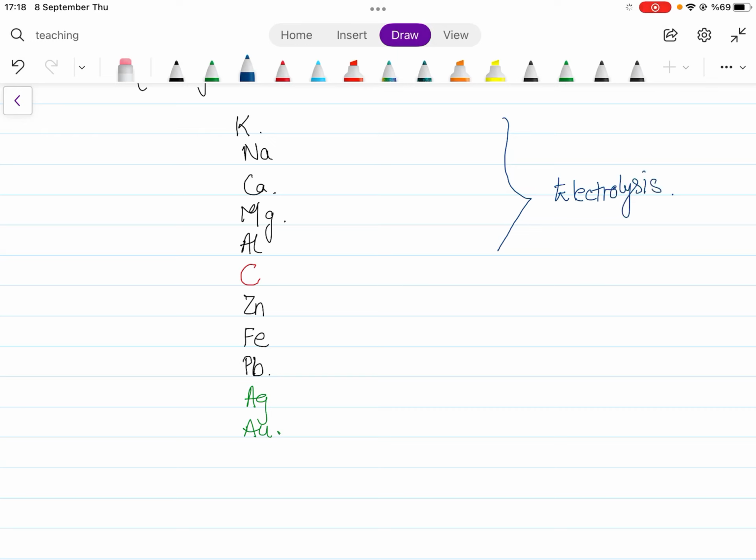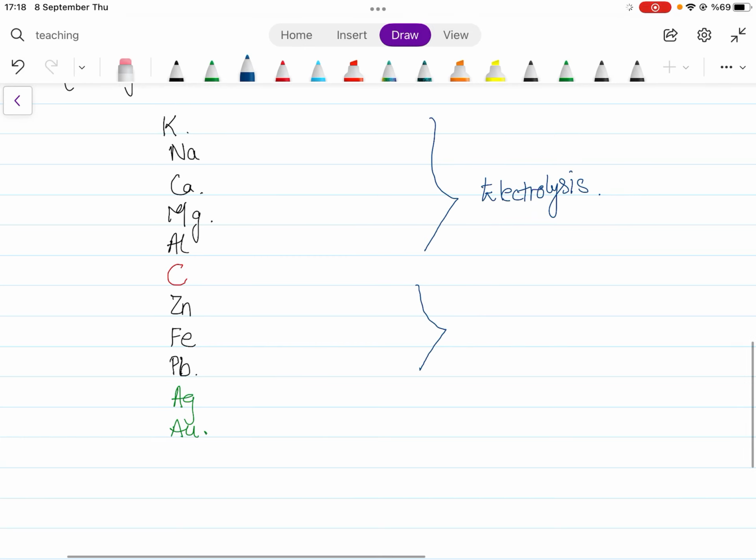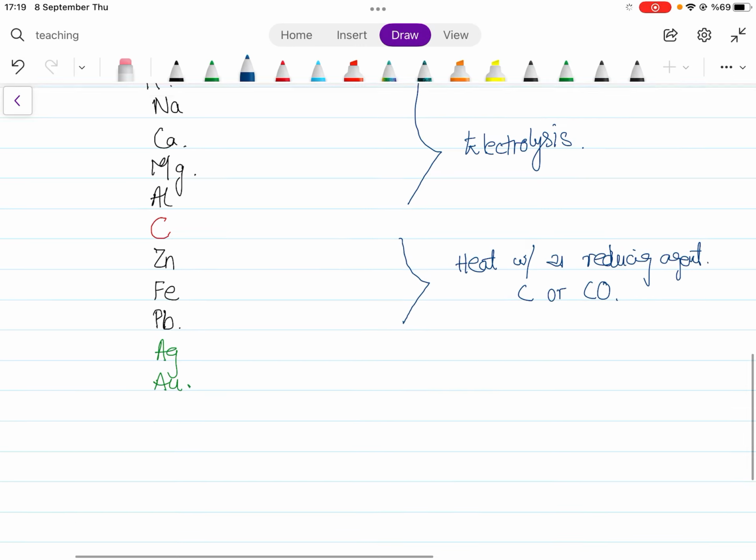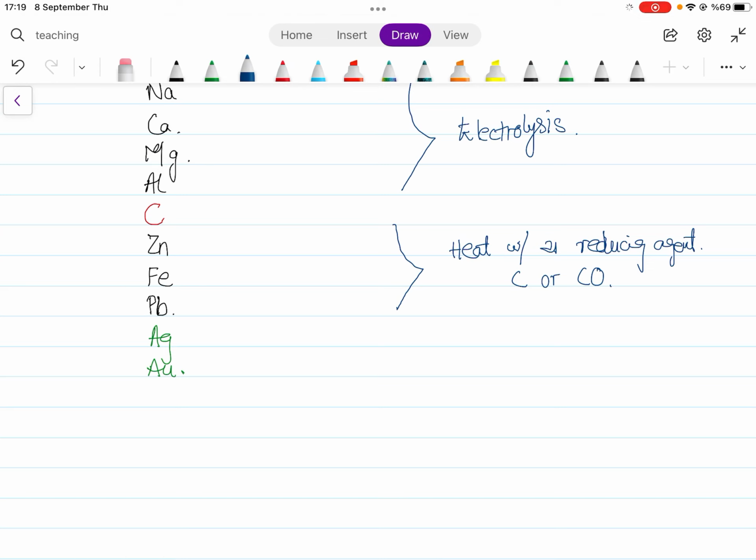Then from here, from zinc to lead, we heat with a reducing agent. Usually it's carbon or carbon monoxide. And then lastly, these both occur naturally, so no chemical reaction needed.